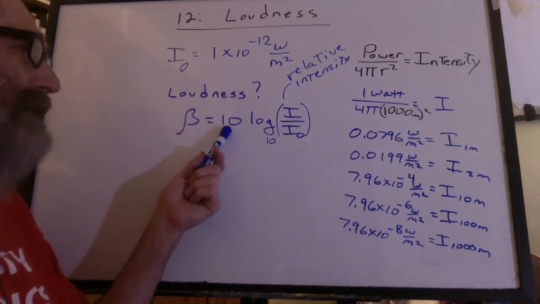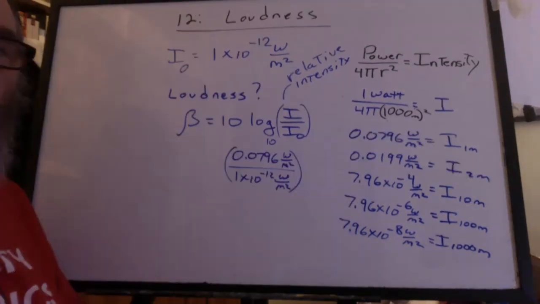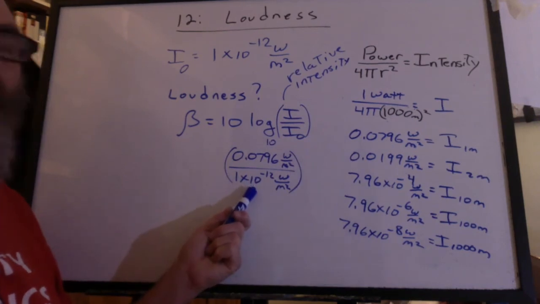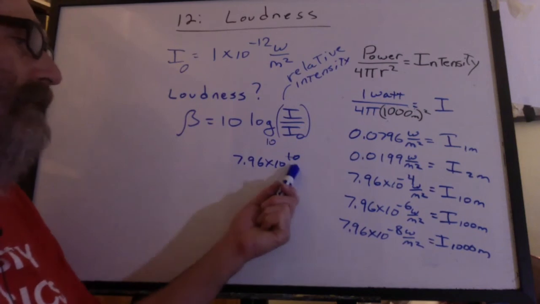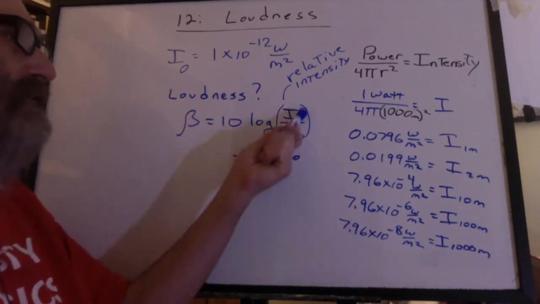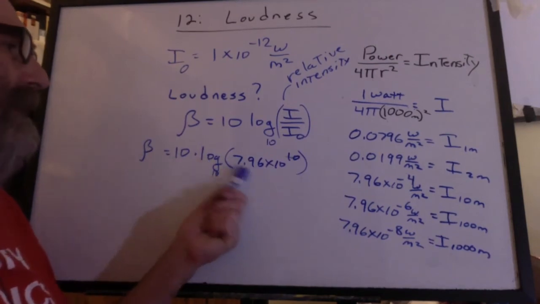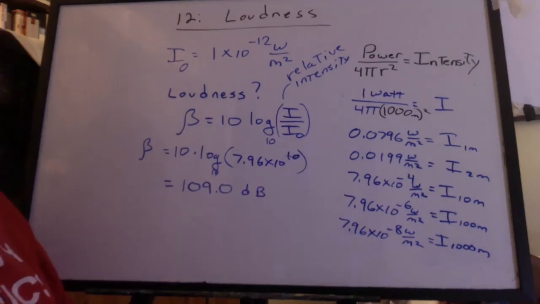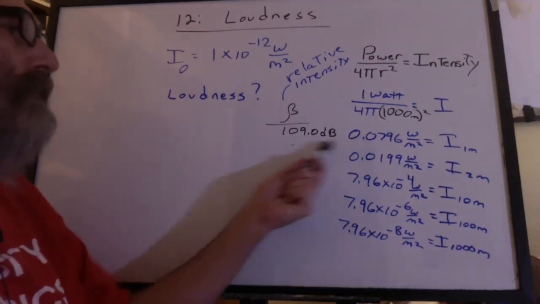You multiply by 10 to take bels and turn them into decibels. So take this intensity and divide by the quietest sound that we can hear. You're going to get a very large number without any units. Those units cancel with those units. Take the log of this number, base 10, times 10, and you now have 109 decibels. We'll put this right here.